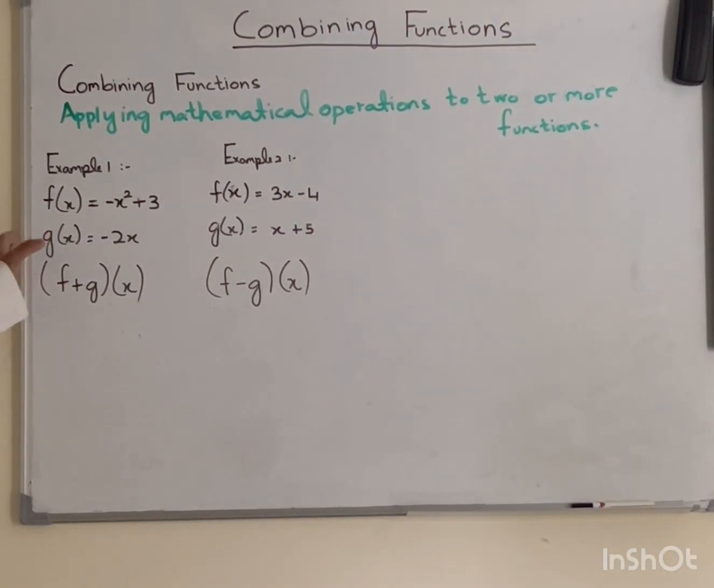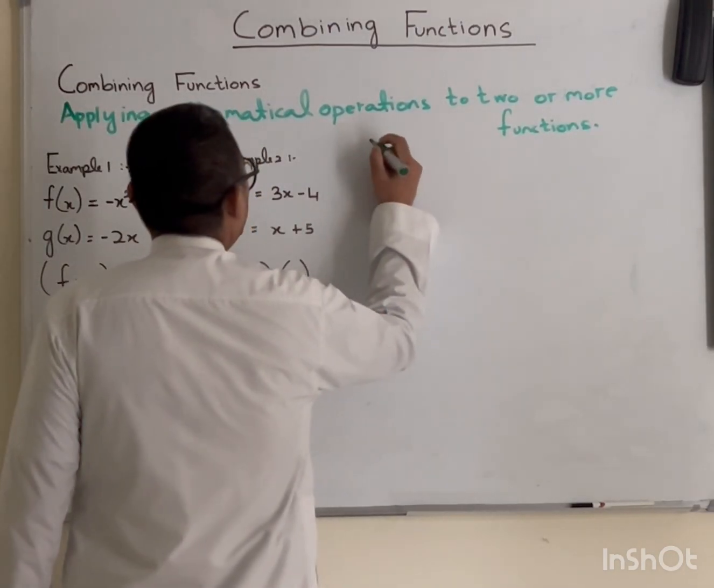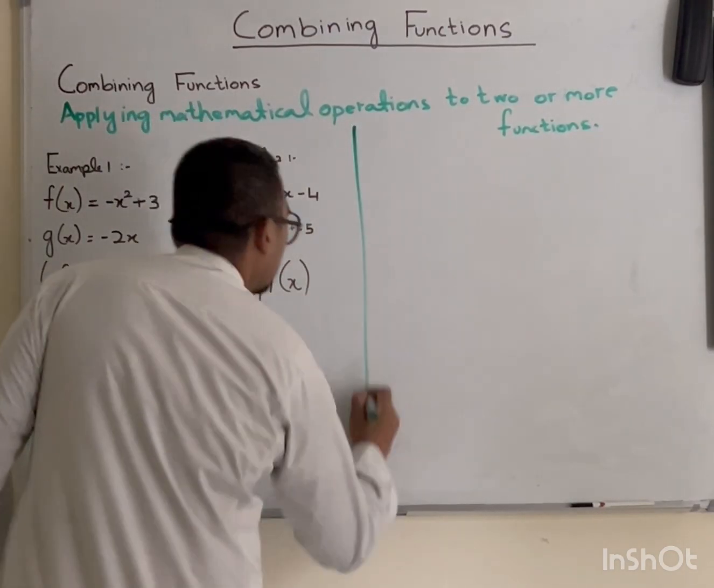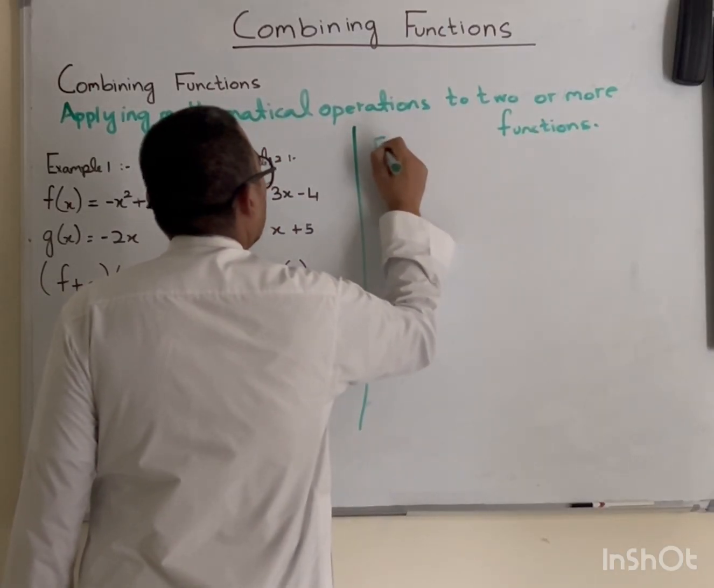In example 1, we have f of x as negative x squared plus 3 and g of x as negative 2x. We need to find f plus g of x. Okay? So this simply means that this is an addition operation between these two functions. So let's start working on it. Let me work on example 1.